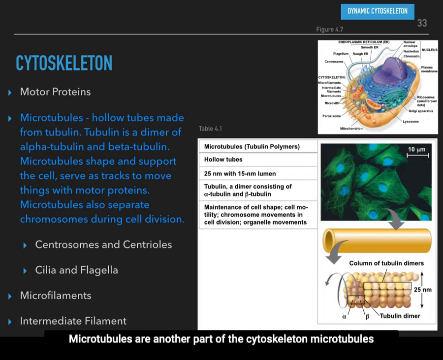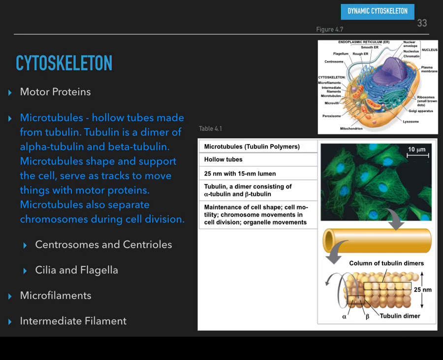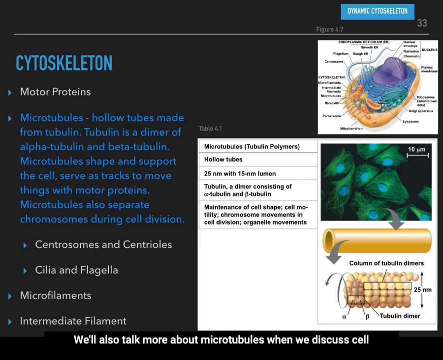Microtubules are another part of the cytoskeleton. Microtubules are structural hollow tubes that are made of tubulin dimers consisting of alpha and beta tubulin. These dimers form the tubes that shape and support the cell and serve as tracks for the motor proteins to move up and down. We'll also talk more about microtubules when we discuss cell division.